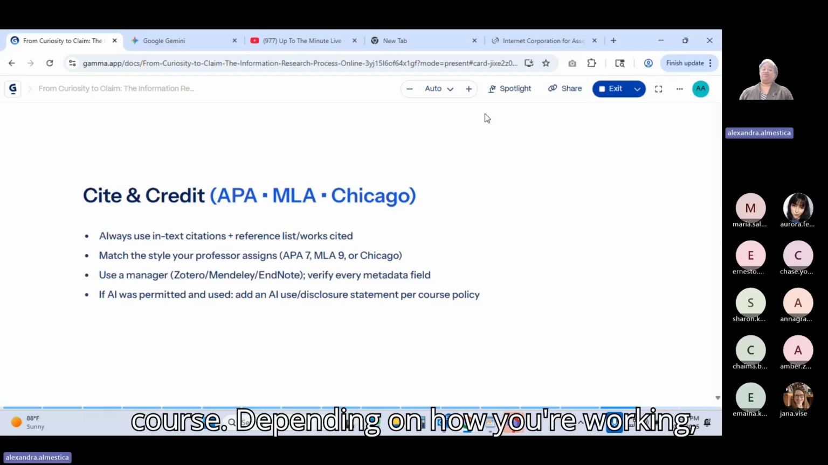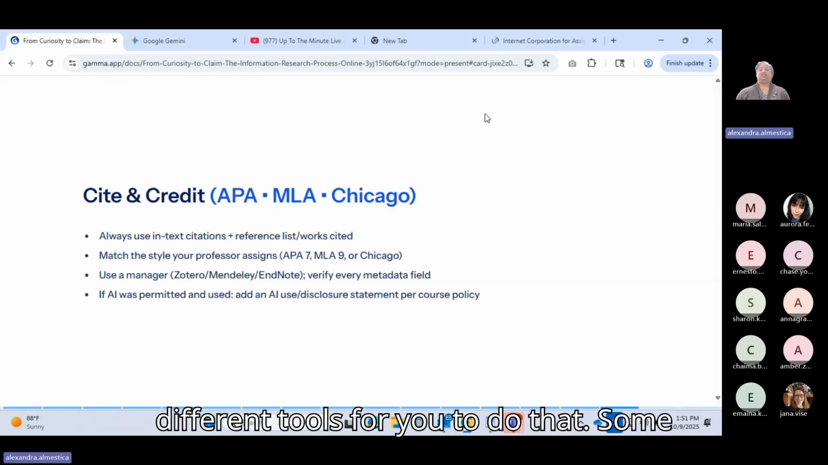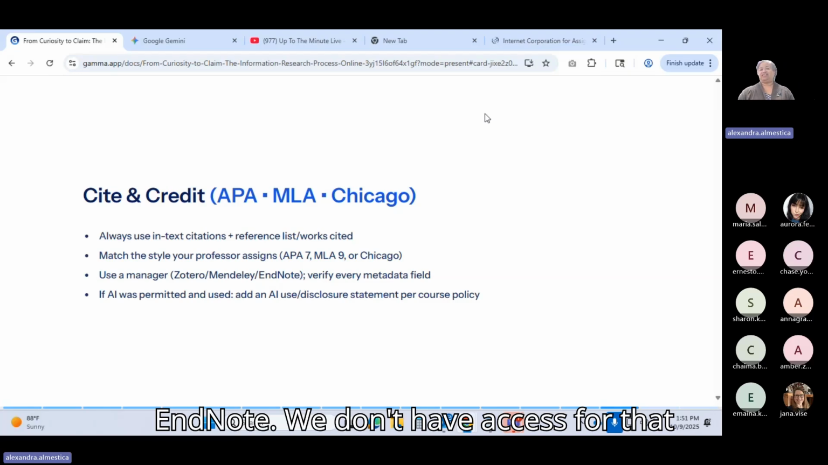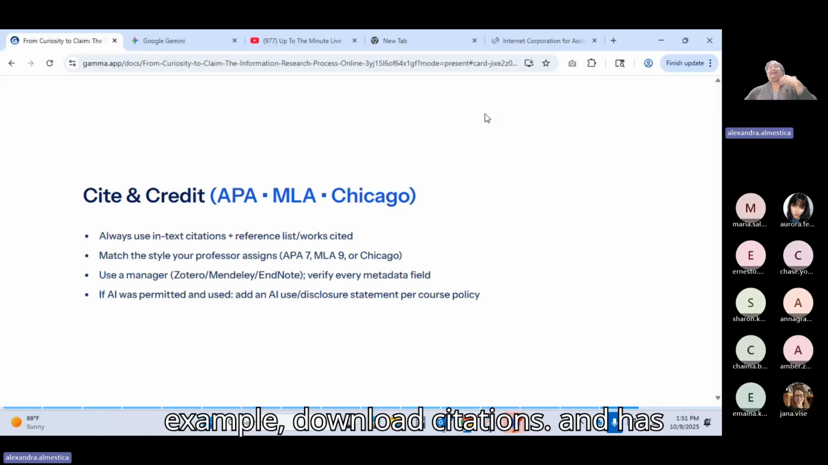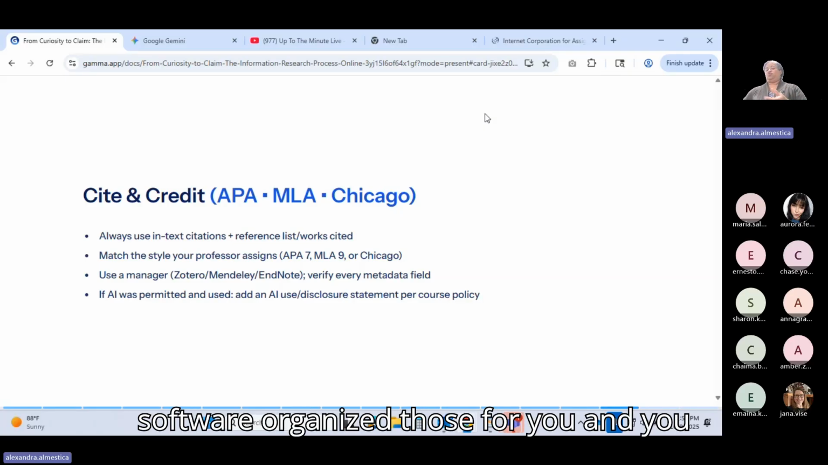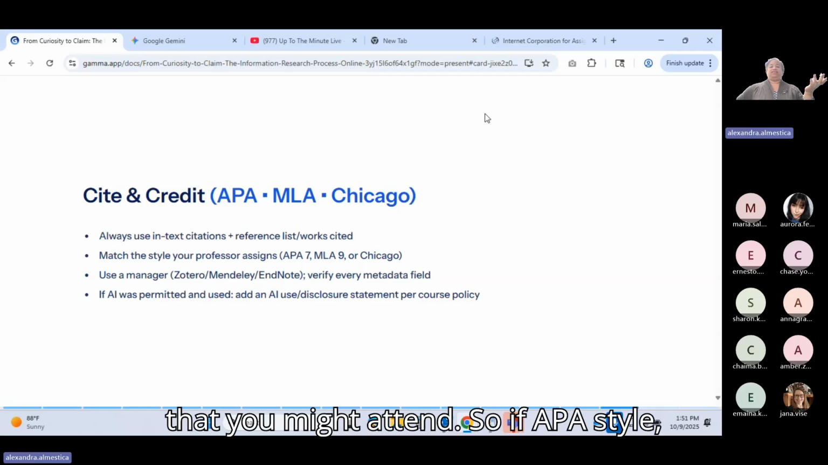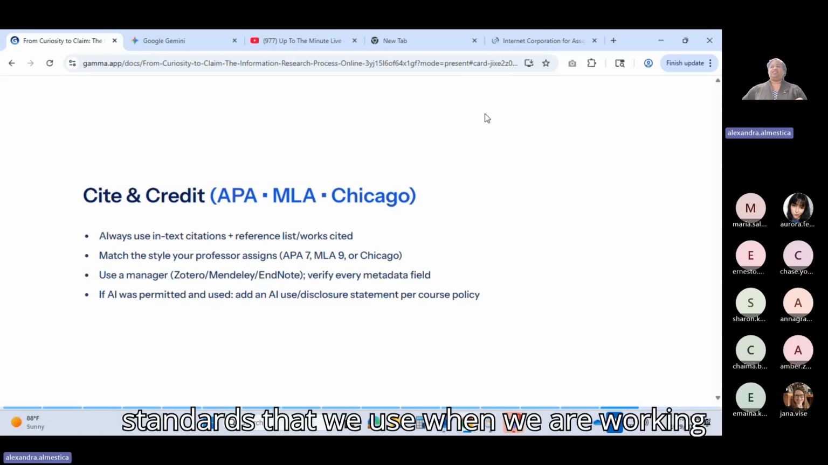So, of course, depending on how you're working, you're going to have to cite. We have different tools for you to do that. Some people ask me about Zotero, Mendeley, and EndNote. We don't have access for that type of tool here, but I want you to keep that idea in mind, because they are ways in which you can, for example, download citations and have software organize those for you, and you will probably have access to those in the future, depending on other institutions that you might attend. So APA style, MLA style, and Chicago style are still standards that we use when we are working with citations, okay?